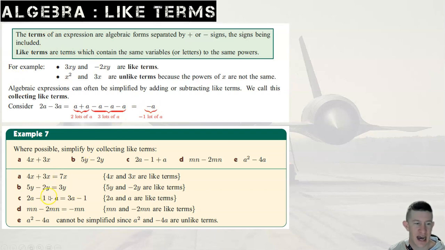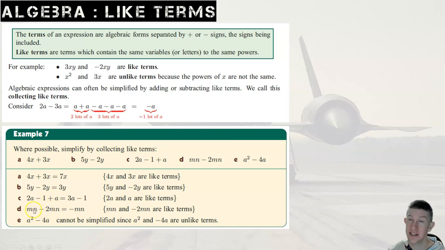So there's a couple of different examples here for like terms. If you want to have a quick look at this, we've got 5y minus 2y. Fair enough, gives us 3y. 2a minus 1 plus a. We can't do anything with the 1, but we've got a 2a and we add an a, so we get our 3a. Minus 1 tags along for the ride.